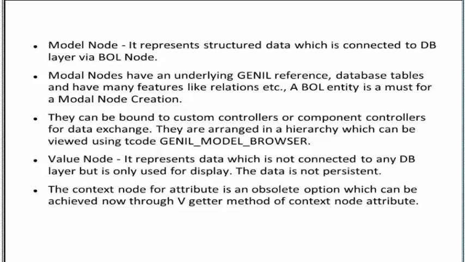So as we had already seen in the Genil model browser, we will be able to see the hierarchy of these BOL entities or Genil objects. Such a hierarchical view is possible even in the context nodes if you arrange them. We will see that in the system. And the value node represents the data which is not connected to any DB layer. So that's what we had discussed.